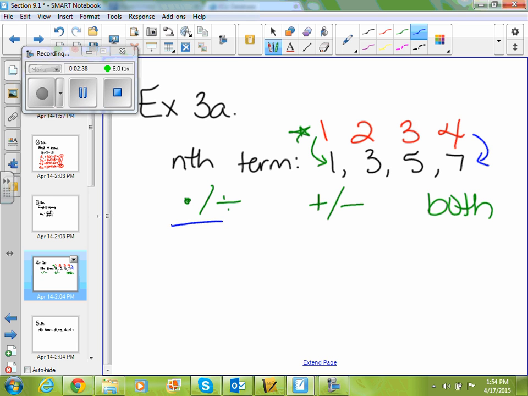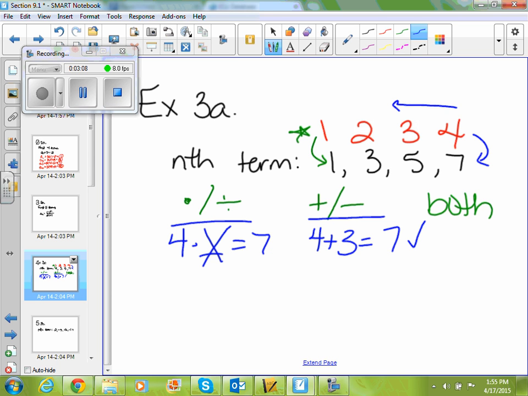If I start with multiplying and dividing, 4 times some number equals 7. And as we know, there's not a whole number that you can multiply 4 by to make it 7. So we know that multiplying or dividing is not going to work. If I then go to adding and subtracting, I need to start with 4 and end with 7. And so I know that I'm going to need to add what to 4 to make it 7? 3.